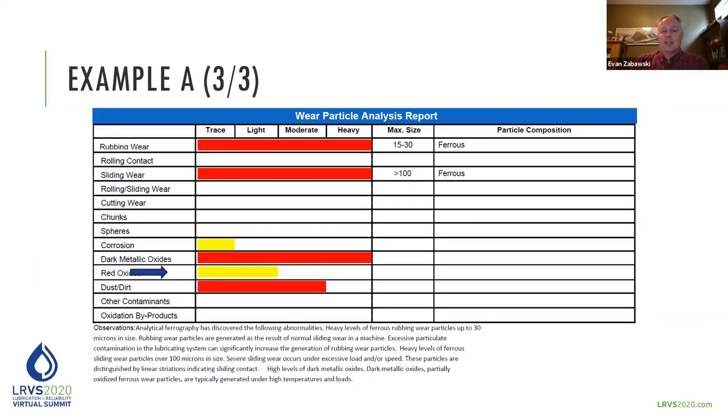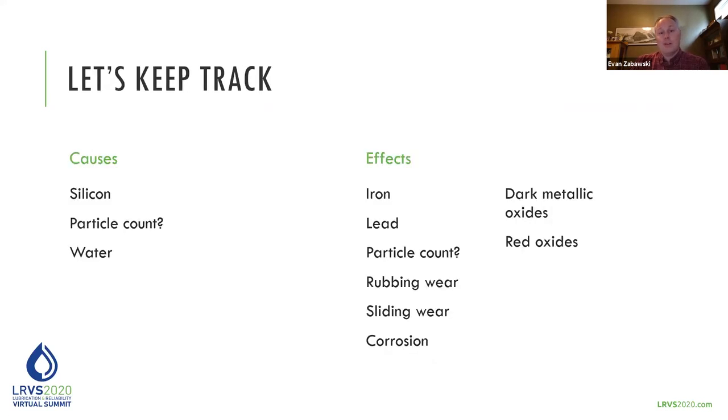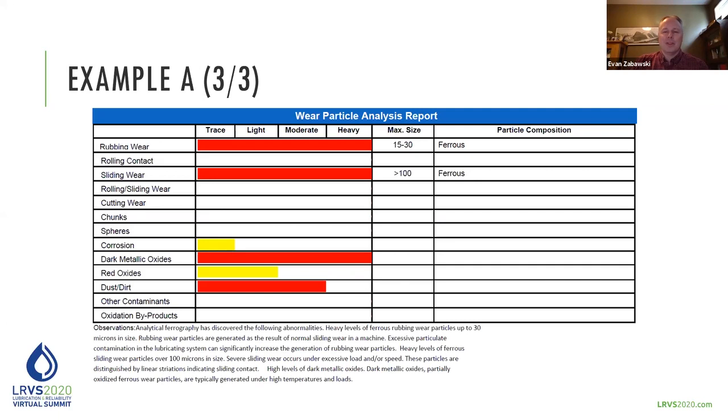Red oxides is the next one you'd notice. Fancy way of saying rust. Definitely an effect, right? Probably caused by the water. So throw it under the effect column. Getting down near the end here, though, we now see that there is dust and dirt been identified. Well, that's not an effect.